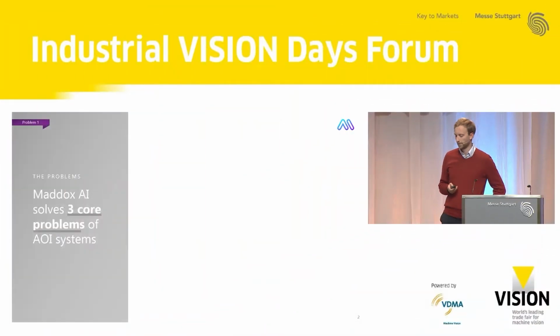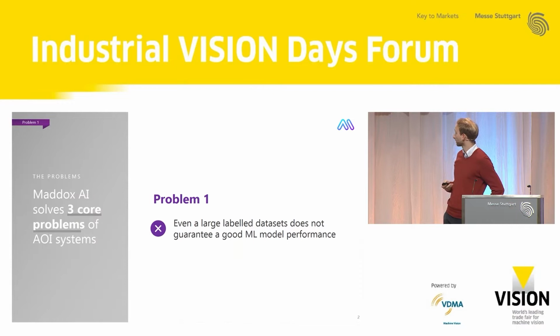OK, thank you. You can hear me. So I'm Peter. I'm one of the co-founders of Maddox AI. And I think we've heard quite a bit about how AI might or might not be able to solve certain vision tasks. But I think we haven't really talked that much about the additional challenges that arise when trying to develop AI systems. And I want to talk about 3 specific ones today and how we try to solve them.